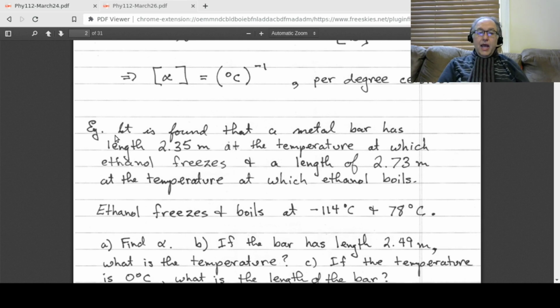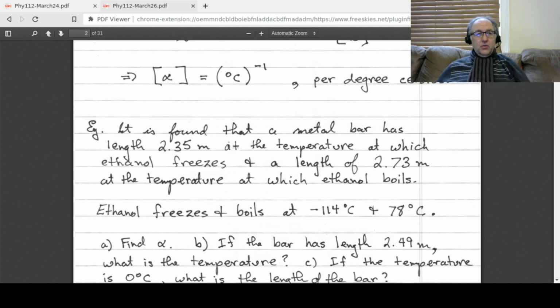Okay, and it has a length of 2.73 meters at a temperature at which ethanol boils. All right. Now, at this point, we could have chosen our own scale, and I'll show you that below, but let's use the Celsius scale, okay? And in the Celsius scale, because that's already been pre-established, it turns out that alcohol freezes at minus 114 degrees Celsius, which is really cold, okay? And it boils at 78 degrees Celsius, all right? So there's quite a range there, okay?